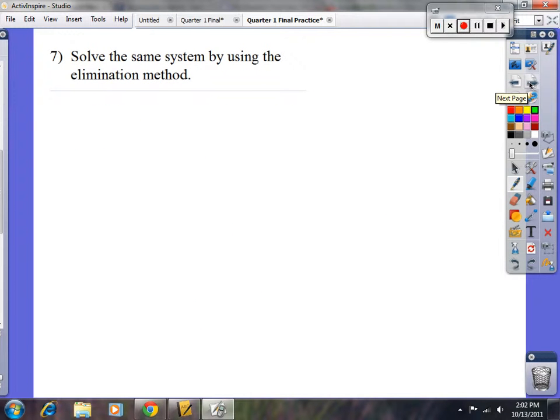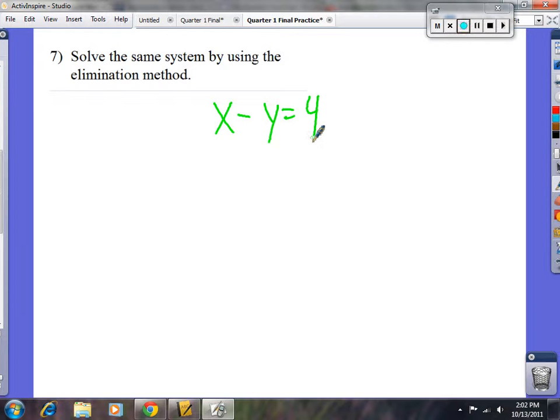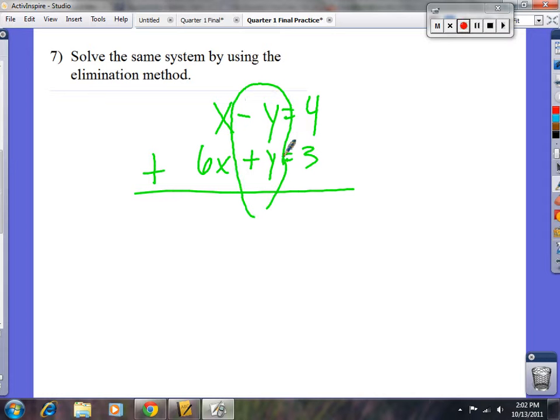So here's number 7. Elimination. For elimination, I would use the original one they gave you: x minus y equals 4 and 6x plus y equals 3. You don't have to, but I would, because elimination is adding them vertically. And right now it's set up so that your y's are going to cancel out. Negative y plus y, that's a 0. 6x plus x, that's 7x. 4 plus 3? 7. So 7x equals 7. X equals 1. Plug it back in and you're going to get y equals negative 3.